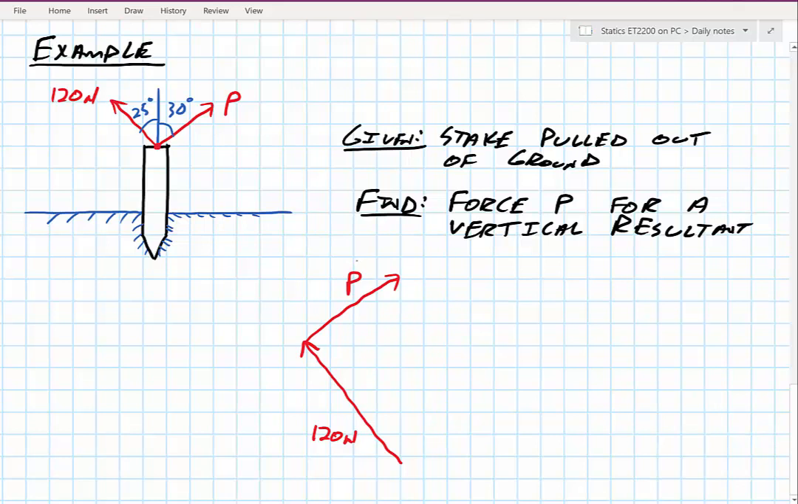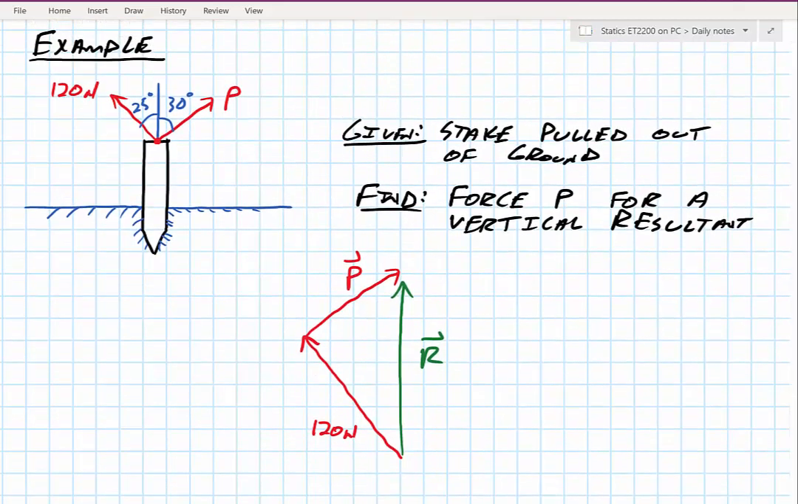And when I add this P, the key is that this vector P needs to end up with a resultant. I'll draw a resultant in a different color so we can identify the resultant. It has to be vertical, straight up and down. Here's my resultant R. The hardest part to these problems is coming up with the angles. In this case, you have to use a little bit of trigonometric knowledge.